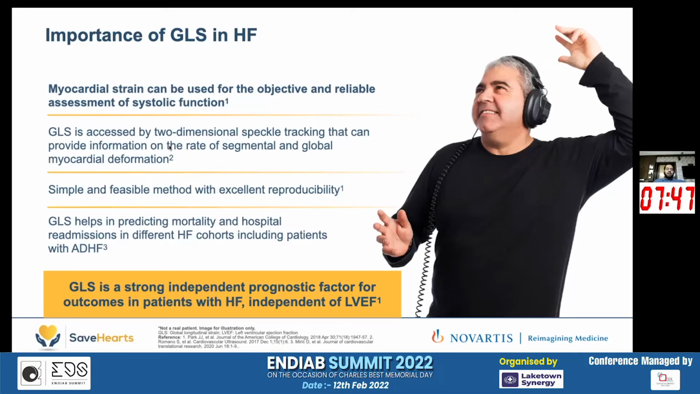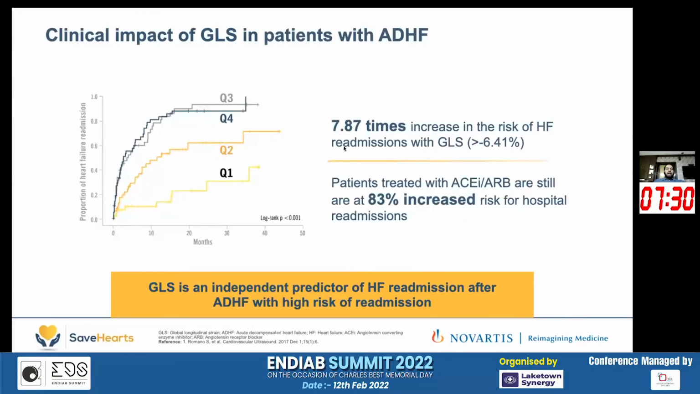But what we need is a parameter that you should also look at once you are treating a patient with heart failure. The global longitudinal strain helps in predicting mortality and readmission in various studies. And again, this is one more study where we looked at the global longitudinal strain, and they found that this is an independent predictor of heart failure hospitalization. Patients with a worse global longitudinal strain pattern had a higher risk of heart failure readmission.